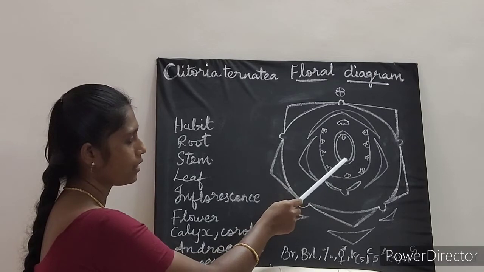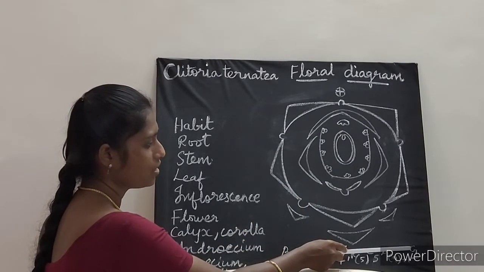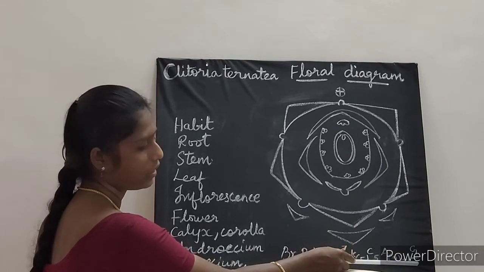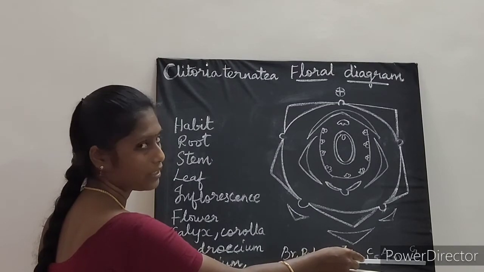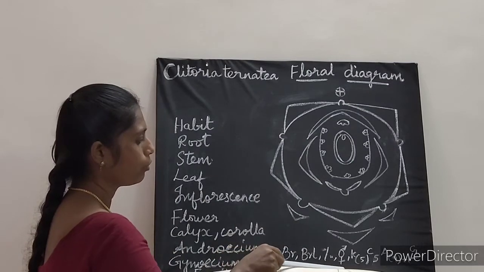Okay, and it is a superior ovary, is it not? So which is represented as G. Below the G we have drawn one line, is it not? It represents superior ovary, and there is only one carpel, so it is represented as 1. So this is how we have to draw the floral diagram and write the floral formula.